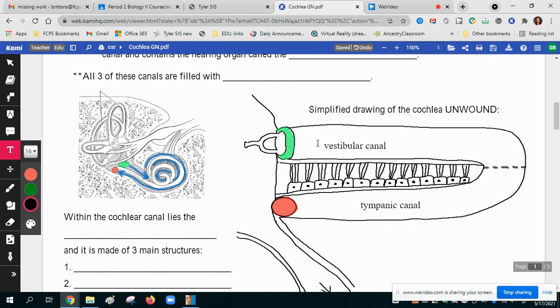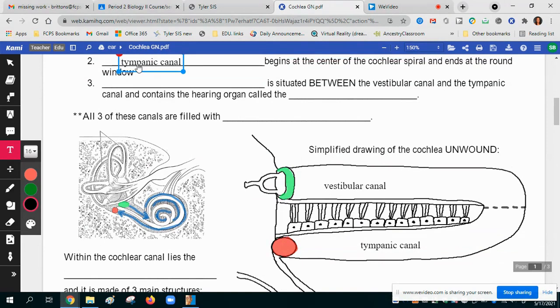That leaves us with the third canal. And where is that? It's situated between the other two. So remember I said how the canals are stacked one on top of another, and there's three. So we've got the vestibular canal on the top, the tympanic canal on the bottom of our unwound cochlea, and then we've got this space in the middle. That's the third canal. And that canal is called the cochlear canal.